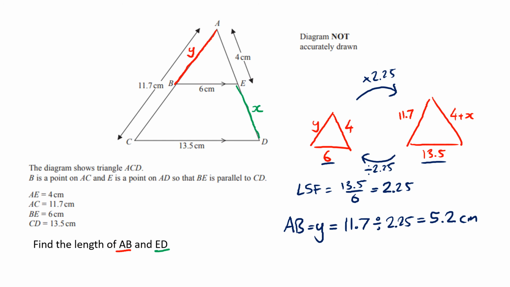So what do we know? We know that if we multiply 4 by 2.25, then we're going to get ourselves to not 10 but 9. And that's going to be equal to our 4 plus x, so that tells us that x is 5, and that was our ED that we were trying to find. So AB, that's going to be equal to 5.2 centimeters, and ED, that's just going to be equal to 5 centimeters. Cool. 2 more to go.